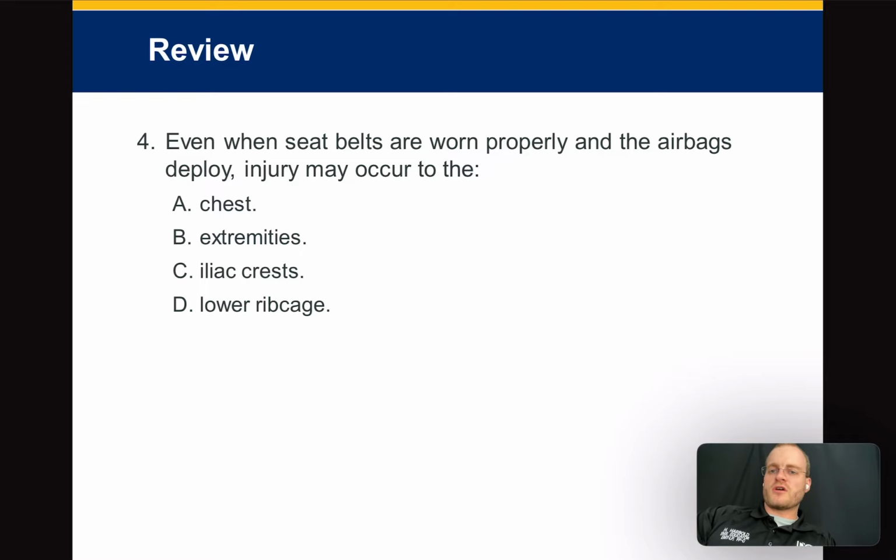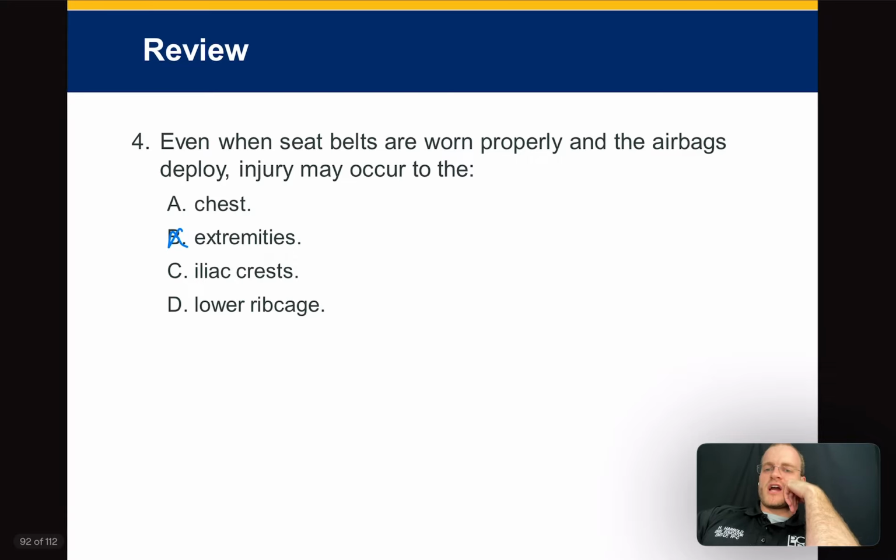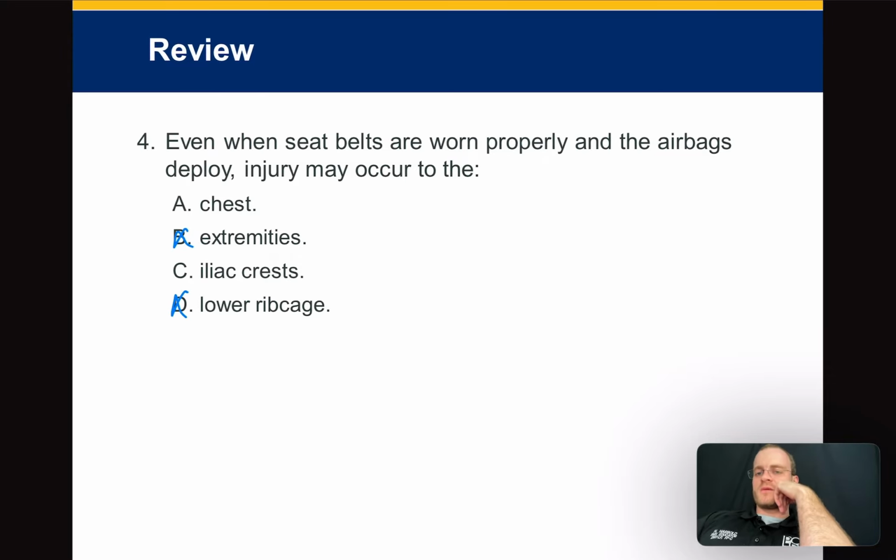The extremities, no, that's not from a seatbelt. That's only from the airbag. When you hold a steering wheel and the airbag pops off, usually it'll rub right here on the inside of your arms and cause injury. It can break your arms too. The iliac crest, I think that's a little oddly specific. Lower rib cage, not really. You could, but I don't think that would be a common thing.